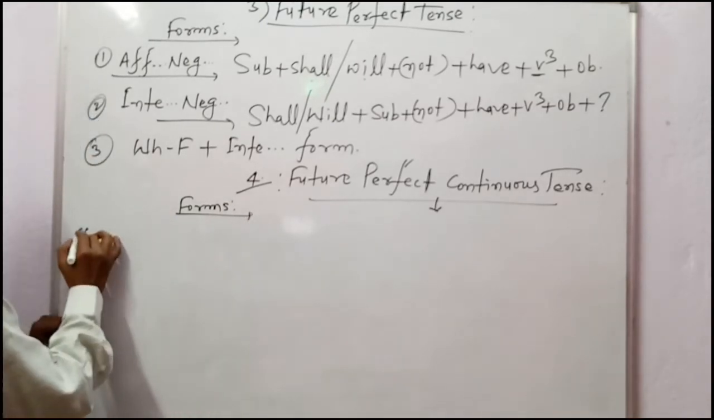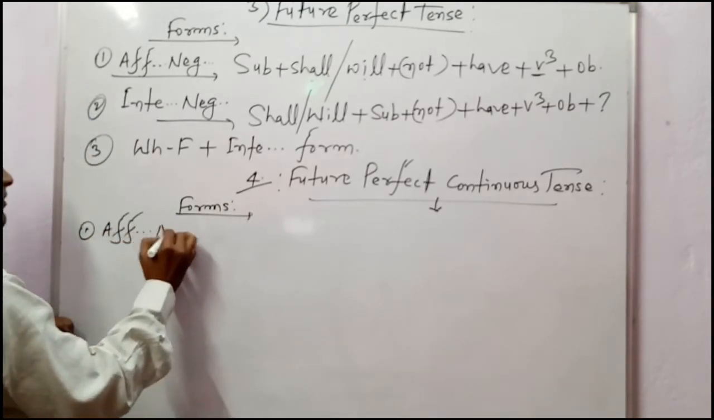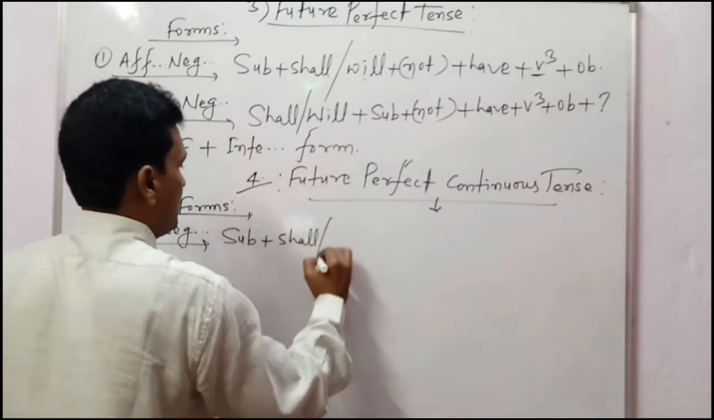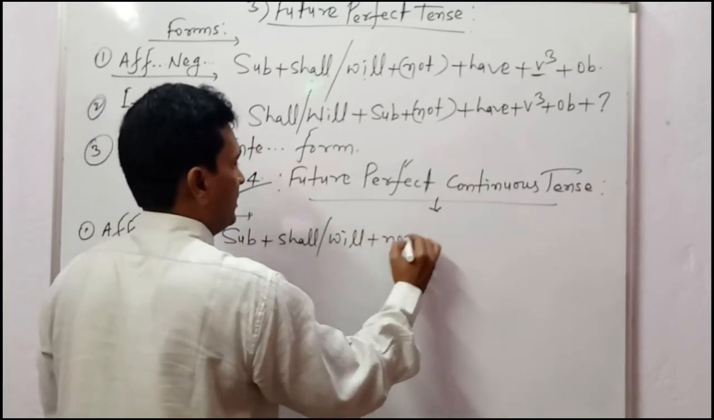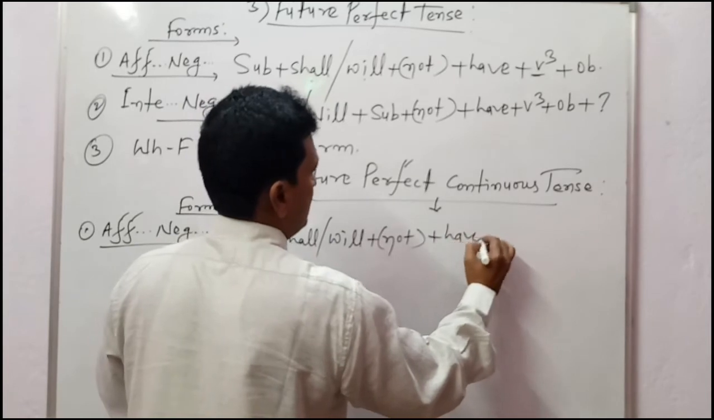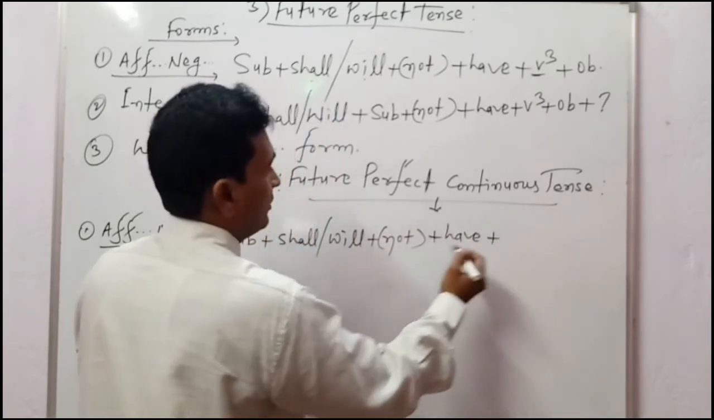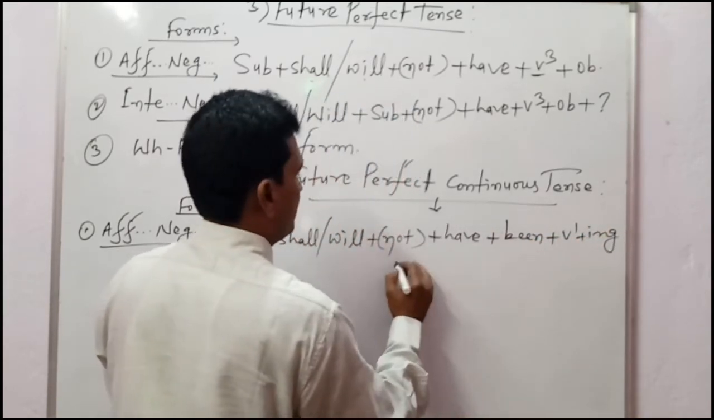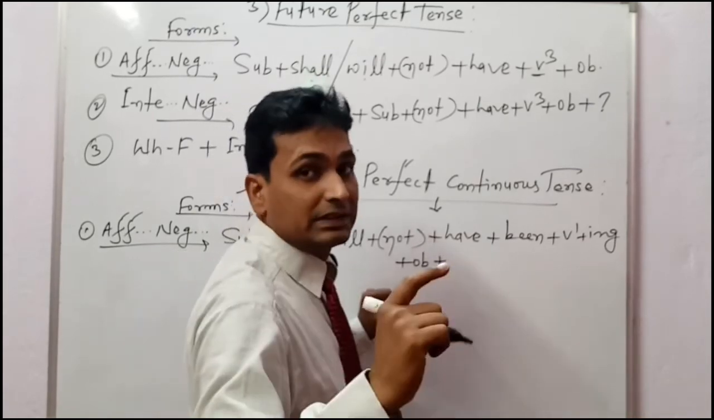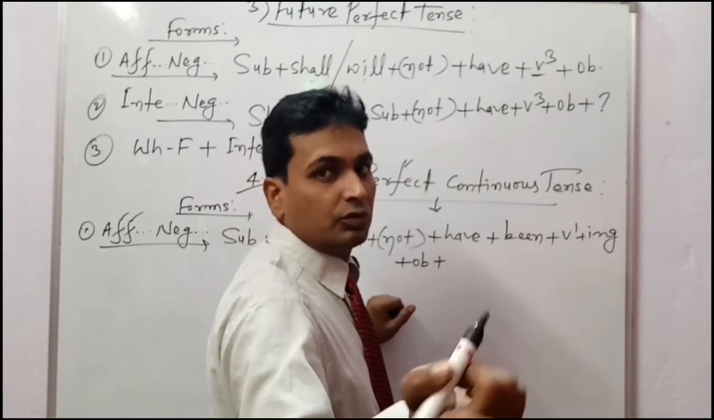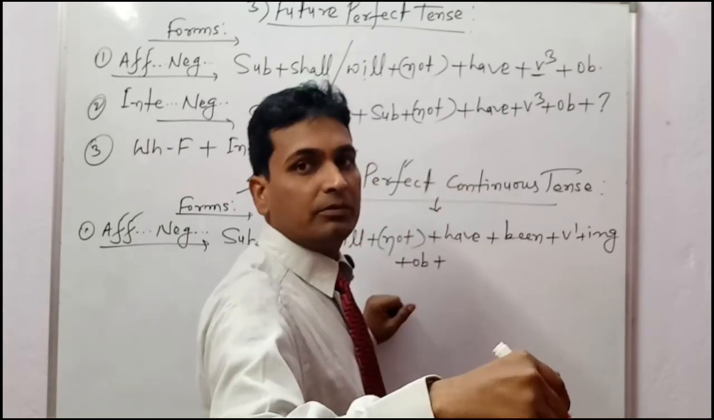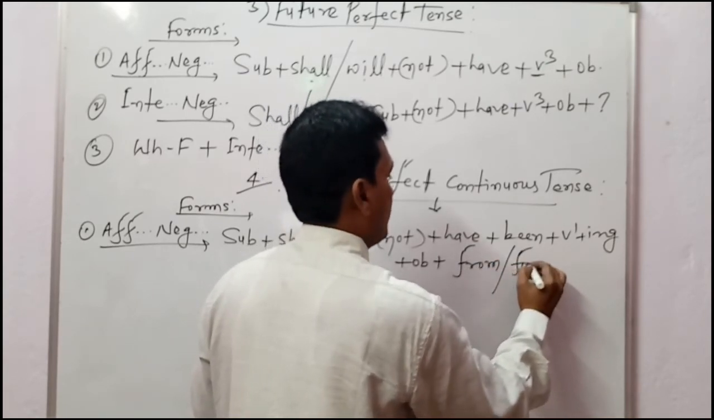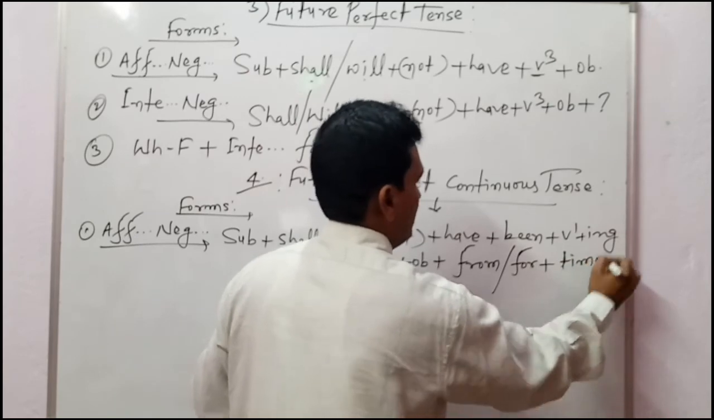Forms. The first one is affirmative and negative, that is subject plus shall/will plus (not) plus have plus been plus v1 plus ing plus object plus since and for. So for will remain the same. At the place of since, what we have to use? From. So I am writing here from/for and then plus time, right?